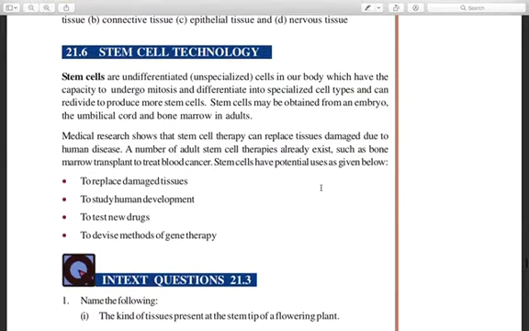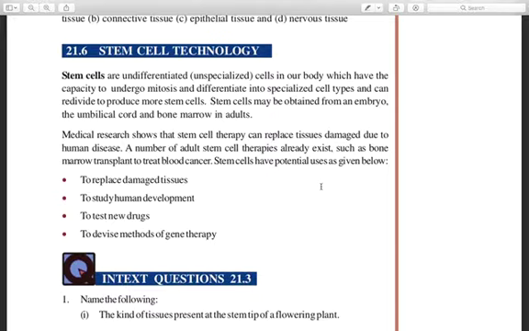Okay. Then the next topic is stem cell technology. Stem cell technology we'll see briefly in this lesson. They are undifferentiated cells in our body. Before that, we have different types of cells, right? We have skin cells, we have bone cells, all these cells. All these cells will be formed from one single type of cell, before differentiation.